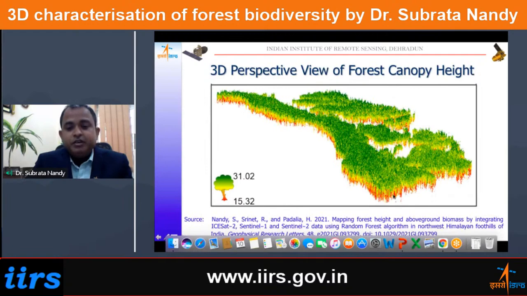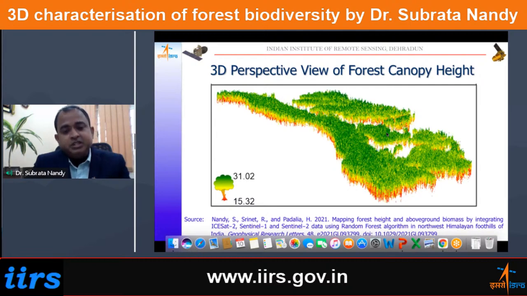Similarly, we have done a study wherein we have utilized this ICESat-2 point cloud data sets, this height information. Basically, we have integrated this with the Sentinel-1 data to generate the forest canopy height, and you can see this is a 3D view of the forest. Now this is of Doon Valley only. Now you can see here, it gives a total idea about how the structure of the forest looks like.